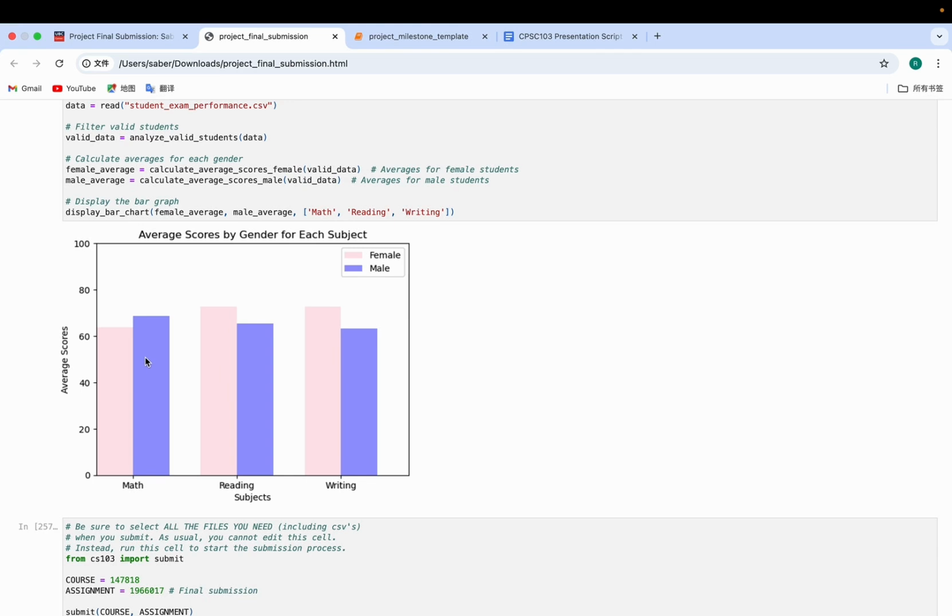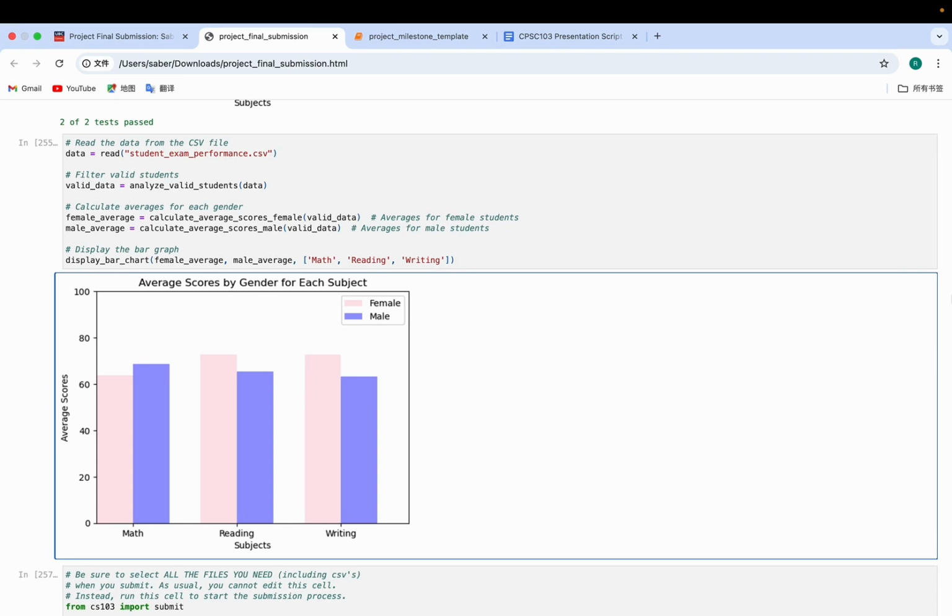In math, the male students had slightly higher average scores, while in reading and writing, the female students significantly outperformed males. These visualizations made the performance gaps easy to understand and communicate, providing a strong foundation for actionable insights. By combining statistical analysis with the systematic program design, we ensured the results were not only accurate but also presented in a way that could spark meaningful discussions about gender-based performance traits in education.